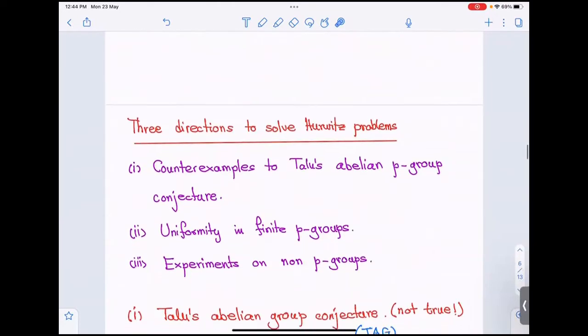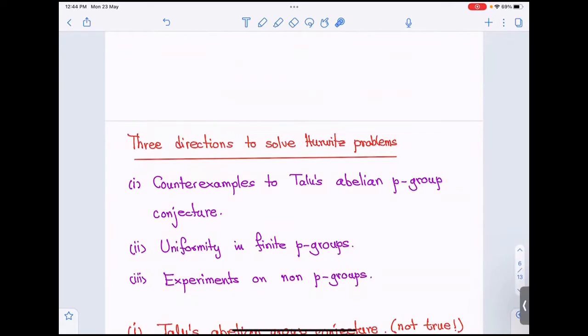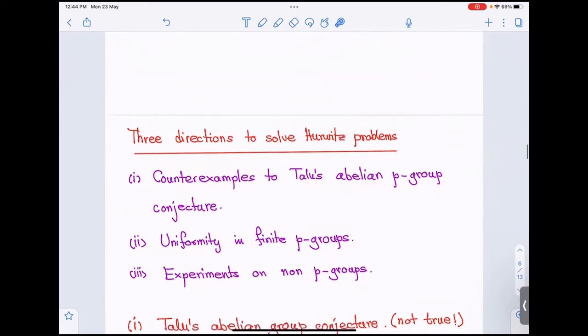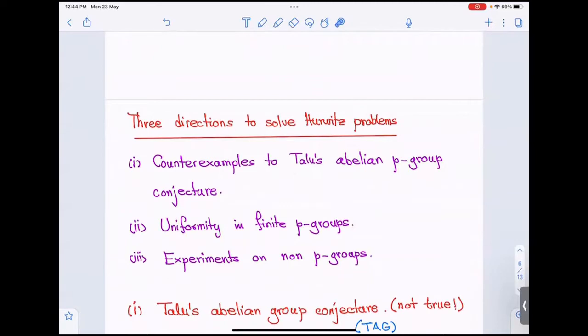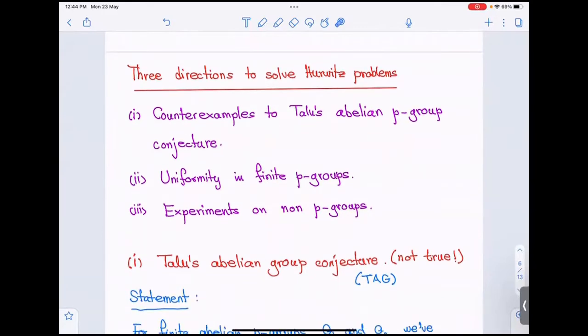Okay, so let's try to focus on the 3 directions right now as what I'm going to talk about. So first one is a counterexample to this Tau's abelian P group conjecture, which was kind of settled around 2019. It was published. And the second one, which is yet to come up, is something called uniformity in finite P groups. And I'll discuss some experiments in the past which were done on non-P groups. Some of these with myself and the other authors.